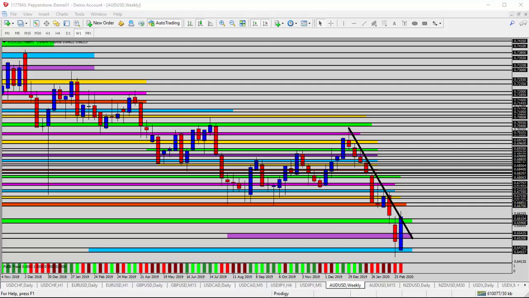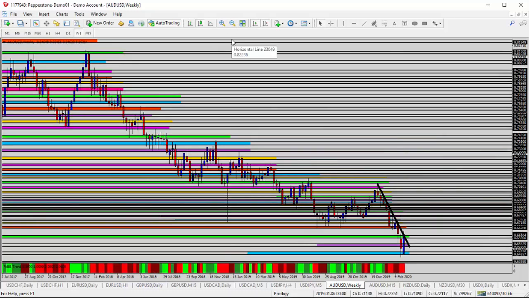Today we're looking at the AUDUSD, the Australian versus the US dollar, for today's trade analysis. It's no secret here that the Australian dollar has been in a downtrend for quite a long time.